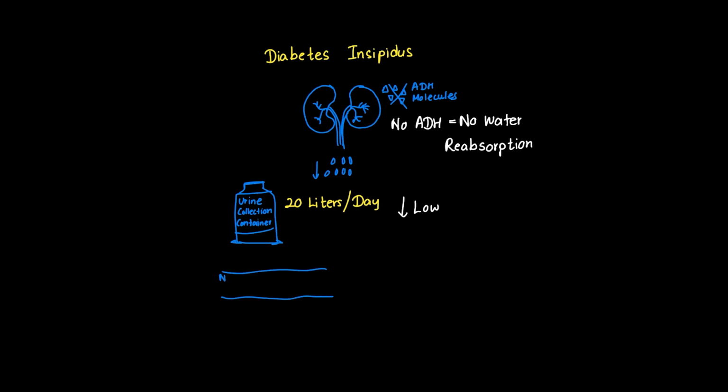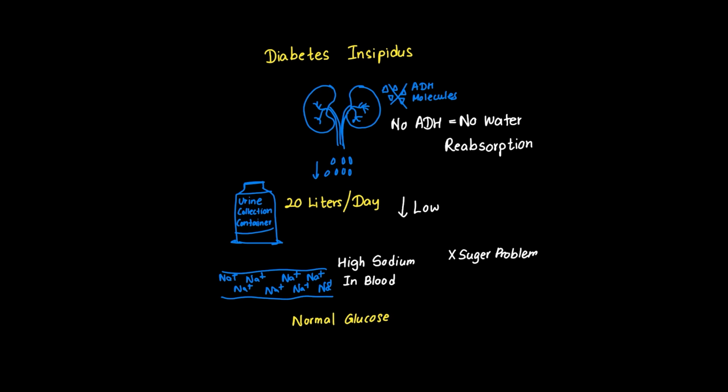Meanwhile, the blood becomes concentrated as water is lost, causing high sodium levels, not low. This is completely different from diabetes mellitus, where blood glucose is elevated. Here, glucose stays normal because this is a water problem, not a sugar problem.